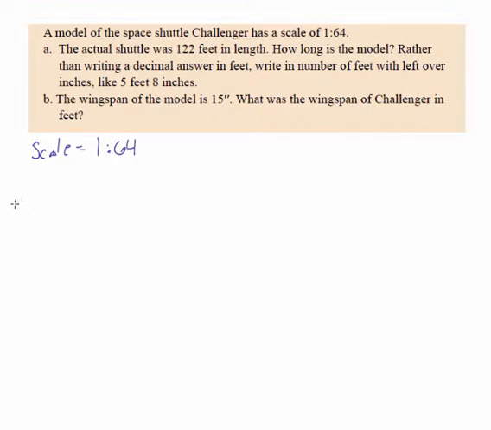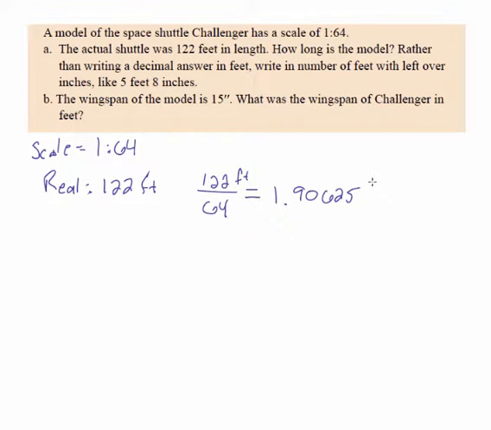Now in part A, I'm told that the actual shuttle was 122 feet in length. The question then is, how long is the model? Well, as previously mentioned, we want to go from the real to the model, which means we want to get smaller. So with a scale of 1 to 64, that means we would have to divide 122 feet by 64 parts, and that works out to be, in decimal form, 1.90625.